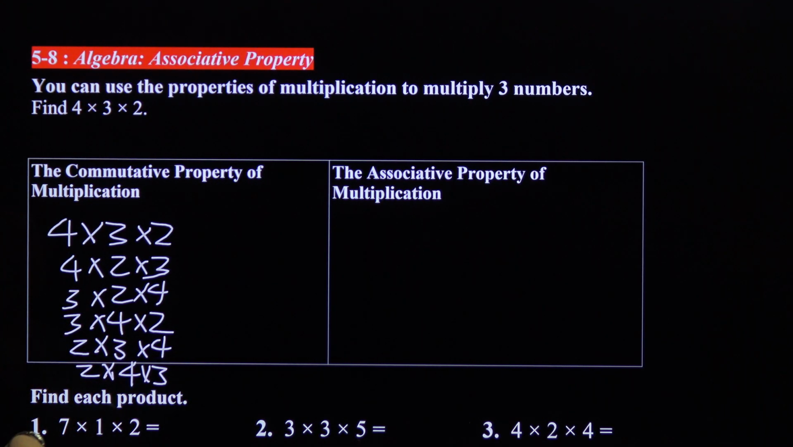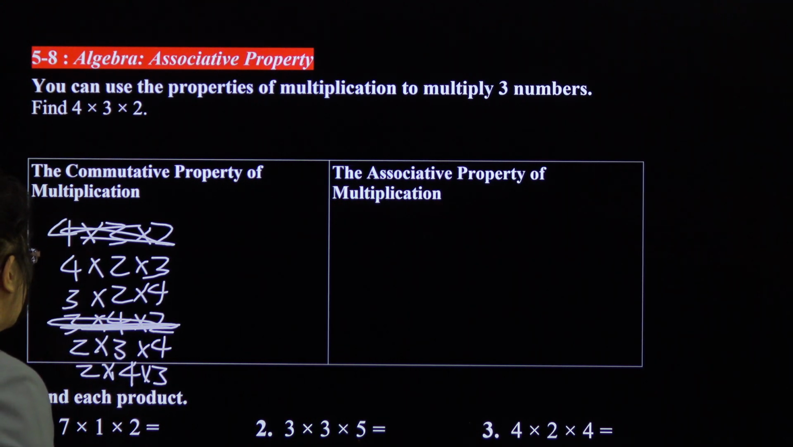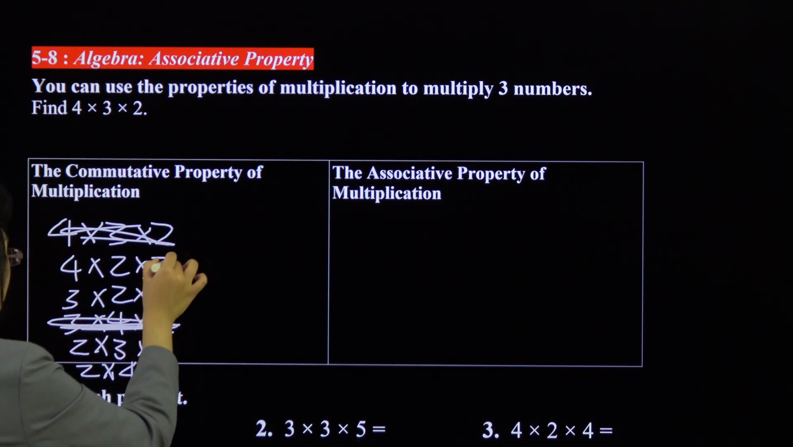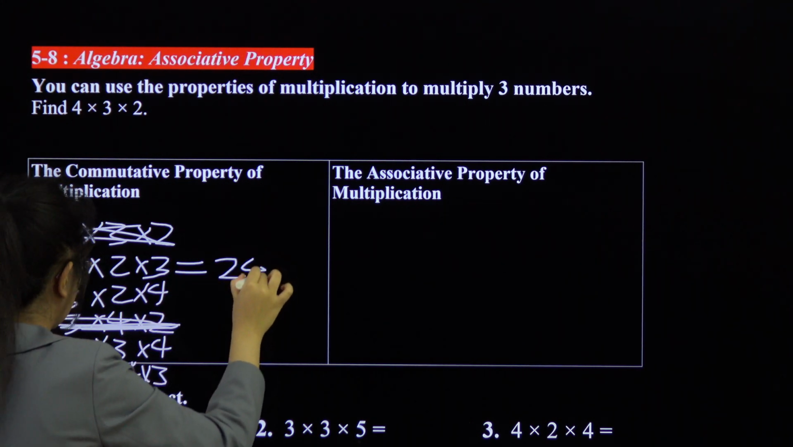So here you get 4 times 3 is 12. 12 times 2. You guys didn't really learn 12 yet, so you can't really use this one. You also can't use 3 times 4 times 2 because that would still be 12 times 2, which you guys didn't learn yet. So you could have 4 times 2, which is 8, times 3, and then 8 times 3 is 3 times 8, which is 24.